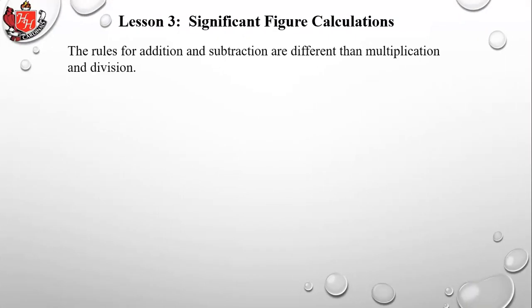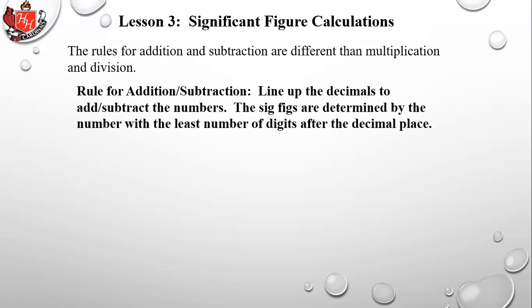Okay, the rules for addition and subtraction are different than for multiplication and division. They're totally different rules. So the rules for addition, subtraction, you line up the decimals to add or subtract numbers just like you normally would to add or subtract decimal numbers. The sig fig are determined by the number with the least number of digits after the decimal. So again, let's just get to an example and you'll see what that means.